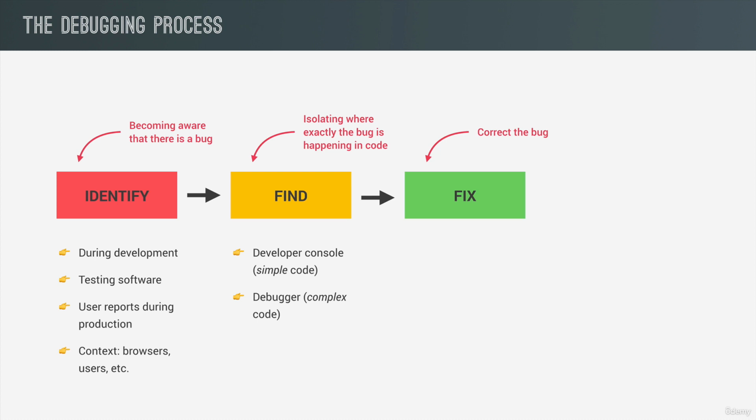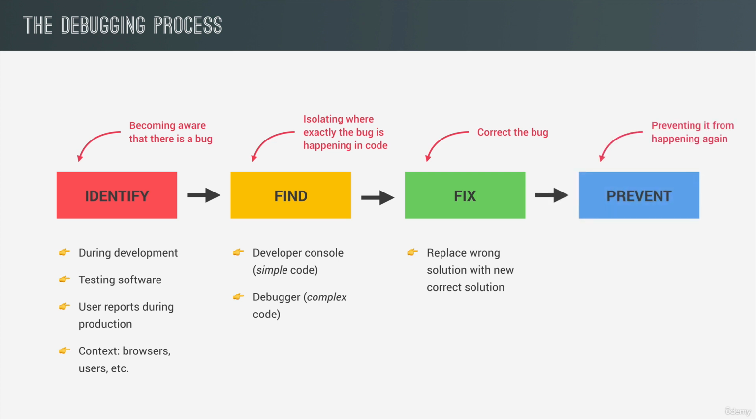And this is probably the easiest part. So essentially, all we need to do is to replace the existing, so the wrong solution, with a new correct solution that actually works. As a final step, we should then prevent this bug from ever happening again in our codebase. For example, we can search our project for the same bug in similar code, like in a similar function. It's totally possible that we did the same mistake twice in our code. And if that's the case, we must fix the bug everywhere.